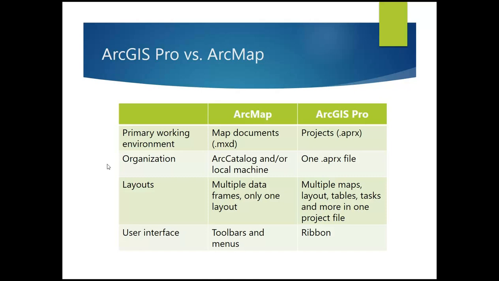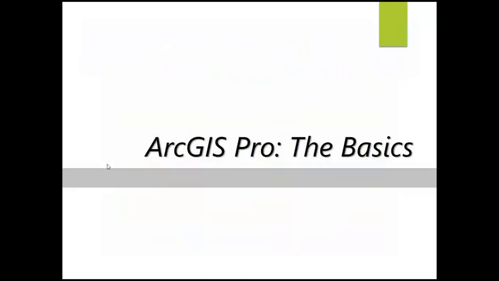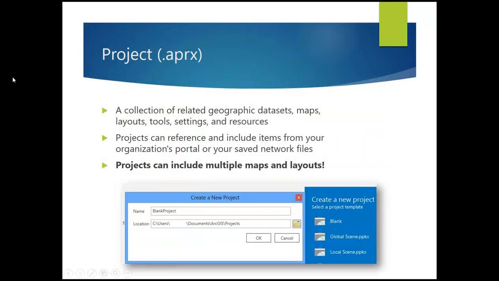Now, let's take a look at some new concepts to understand in ArcGIS Pro, starting with the basics. As I mentioned before, ArcGIS Pro now has a single project .aprx file. A project file is essentially a collection of related geographic datasets, maps, layouts, tools, settings, and resources for you to use to create your maps. Projects can reference and include items from your organization's portal or your saved network files. This includes services from ArcGIS Online or Portal for ArcGIS.